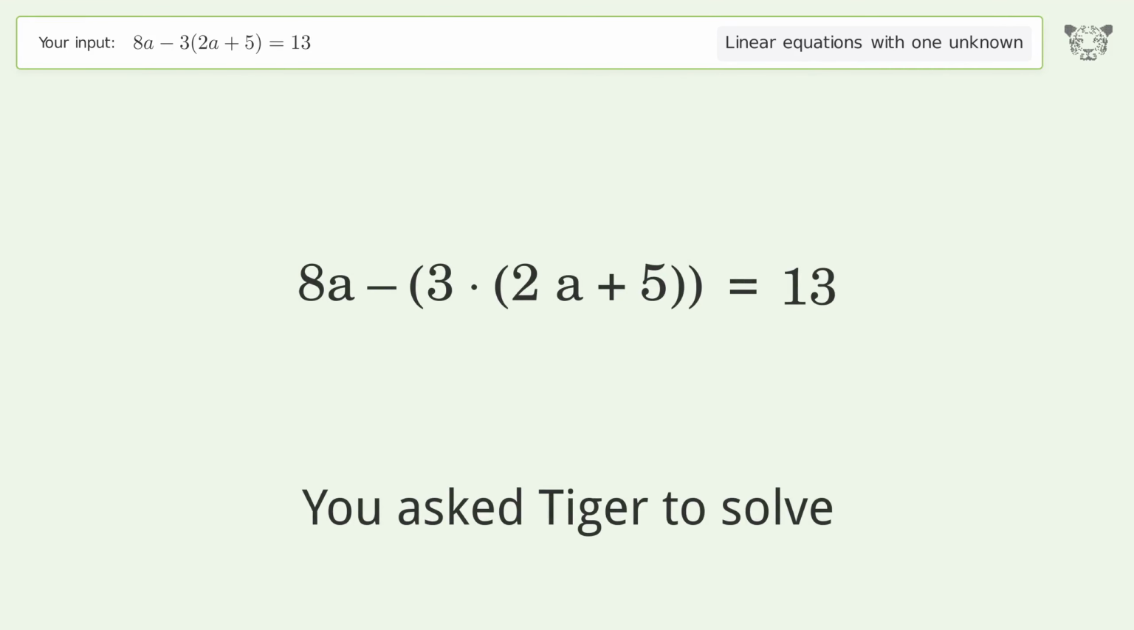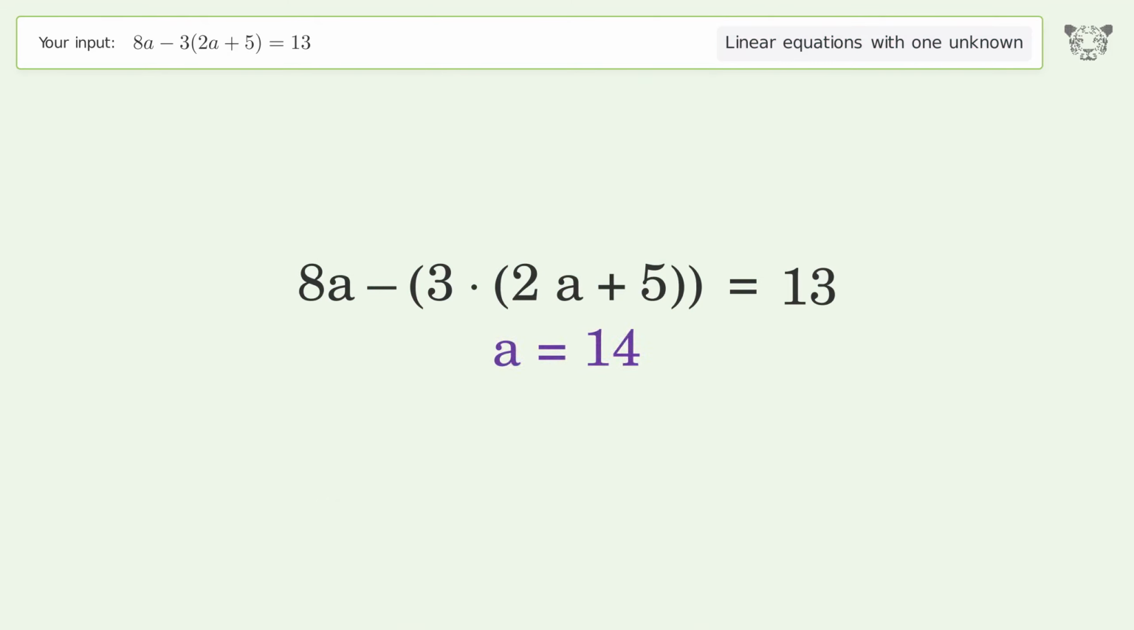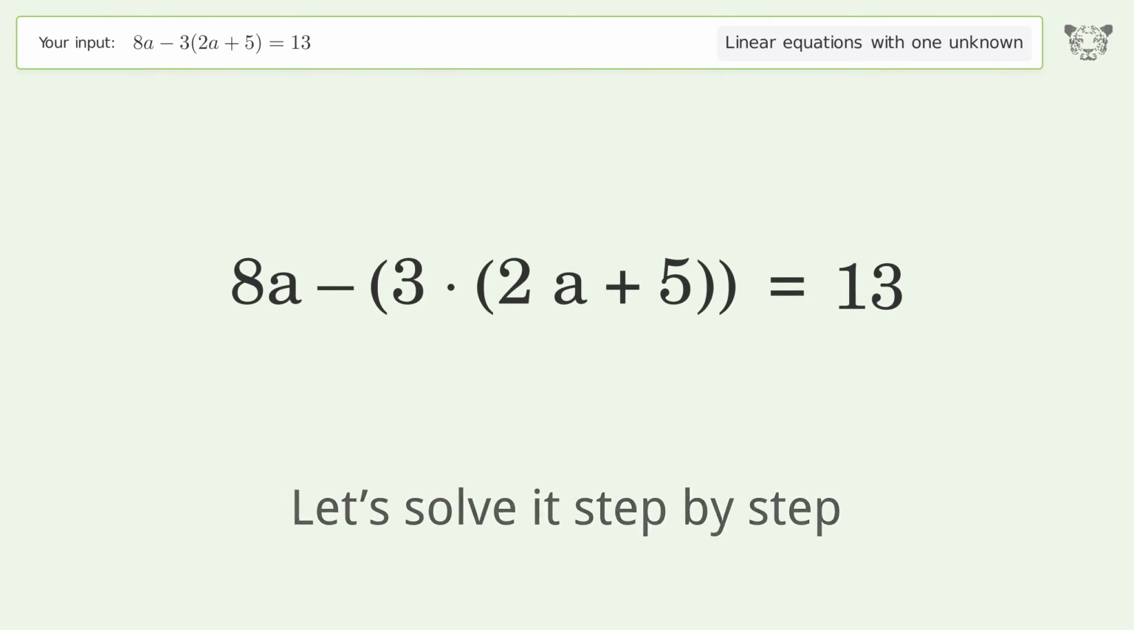You ask Tiger to solve. This deals with linear equations with one unknown. The final result is a equals 14. Let's solve it step by step.